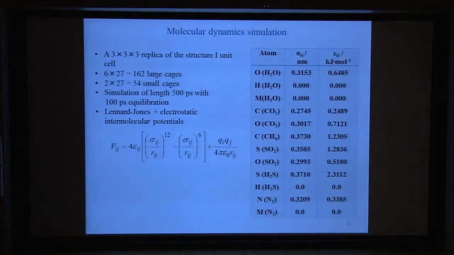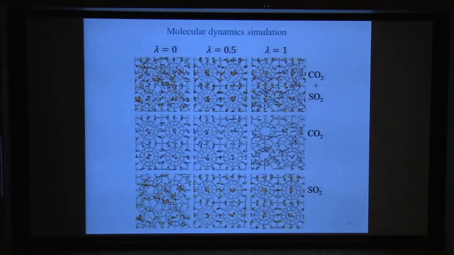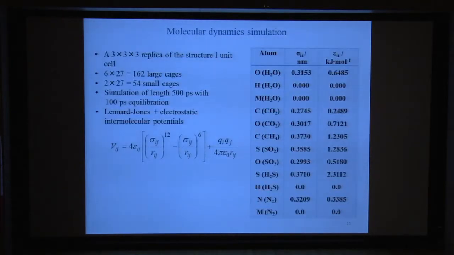Some of the characteristics of the MD simulation, and I'll go through the nature of the potential interactions because that'll give us some physical insight on what's happening. We do a 3x3x3 replica of the structure 1 unit cell. We can see that a little bit here. In our simulation, we have 27 large cages and 54 small cages, which are occupied by CO2 to begin with. We do a simulation for 500 picoseconds, and the intermolecular interactions we have between the CO2 and water, or SO2 and water, are a sum of a Lennard-Jones interaction, which models the van der Waals interactions, plus the Coulombic interactions between the point charges.